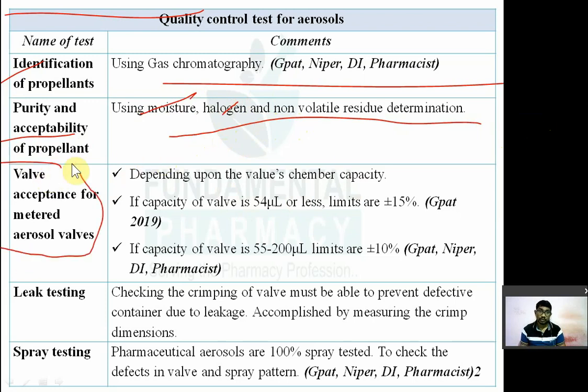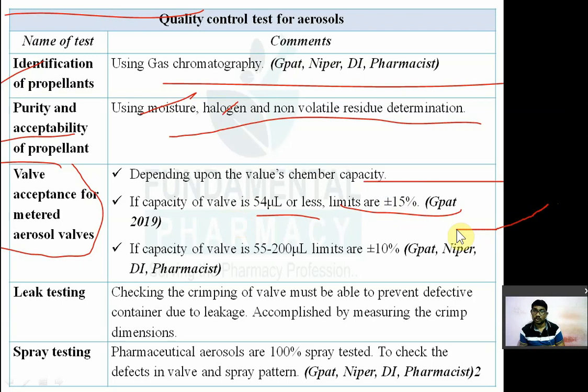Valve acceptance for metered dose aerosol valves. Depending upon the valve's chamber capacity, it will dispense that much dose. If the capacity of the valve is 54 microliter, then the limit is plus minus 15%. This was a question in GPAT 2019: the capacity of the metered dose valve is 54 microliter, then what is the acceptance criteria? It was plus minus 15%.